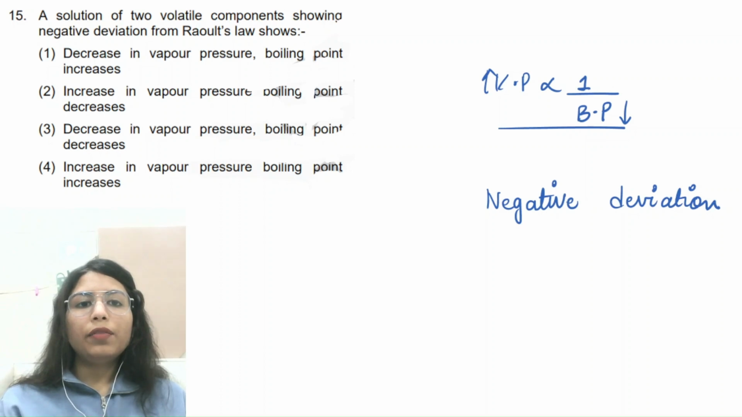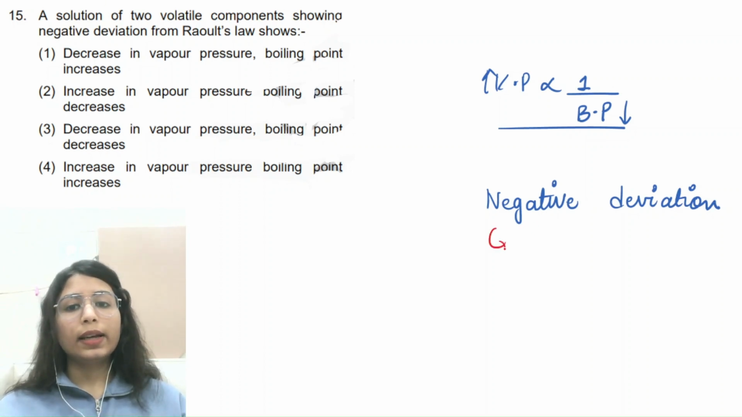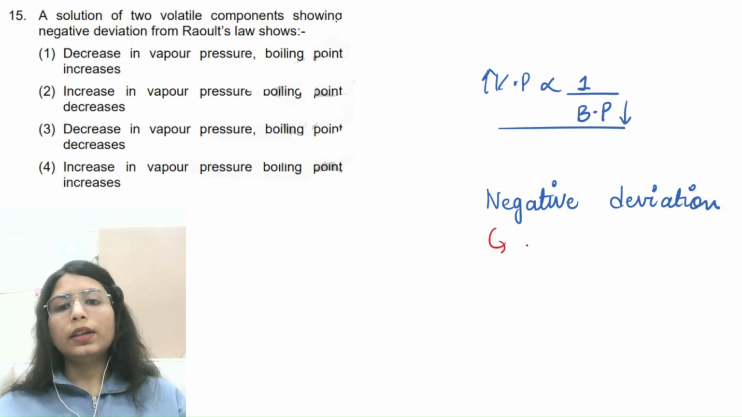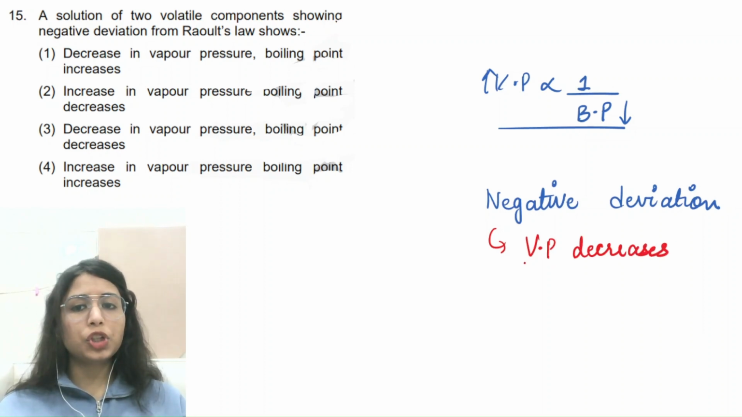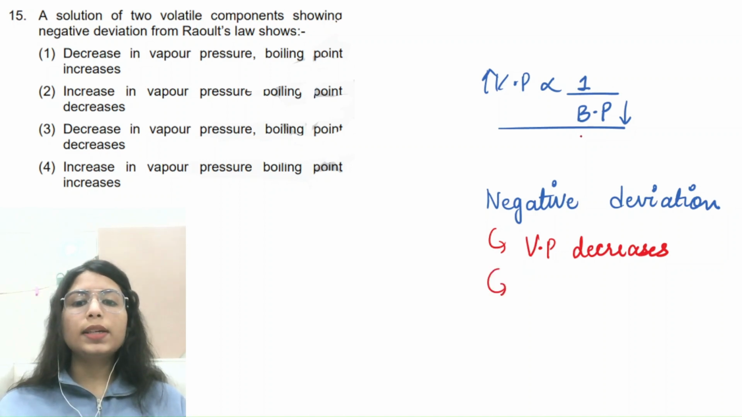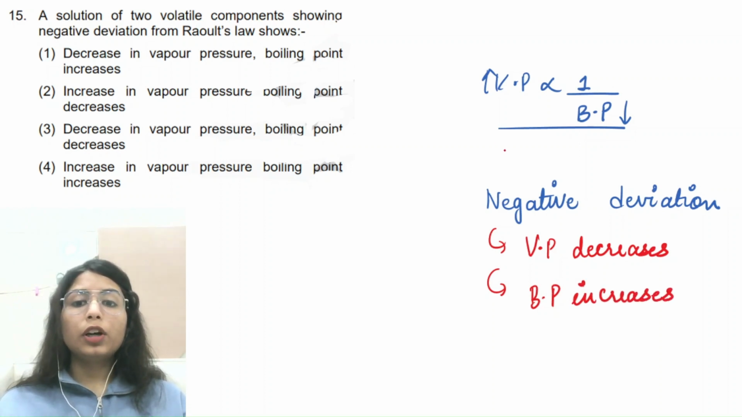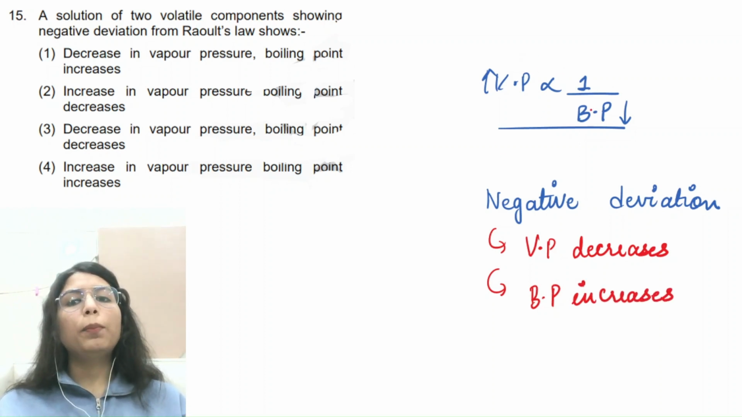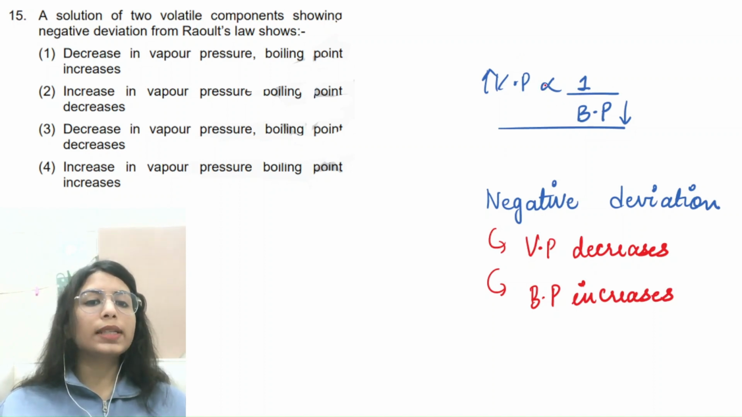So in the negative deviation, we know that the net pressure of the system decreases, right? So basically here the vapor pressure decreases in the case of negative deviation, and increases in the case of positive deviation. So the boiling point, since it is inversely proportional, will increase, right? So even if you know this, that vapor pressure and boiling point are inversely proportional to each other, then you can eliminate two options directly.